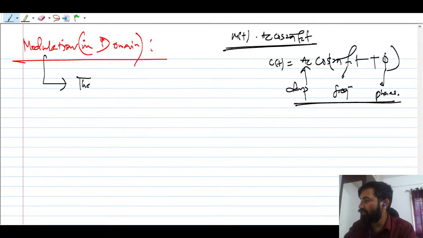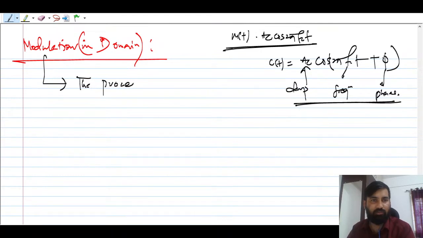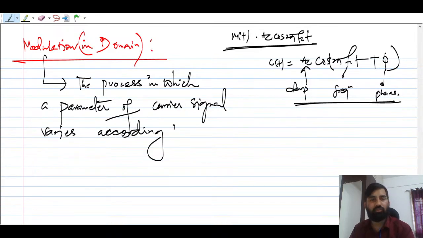Yes, according to the message signal, you should say: it is a process in which a parameter, any one parameter of the carrier signal, varies according to the message signal.